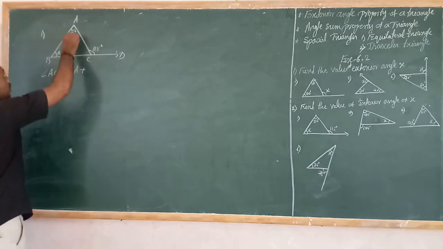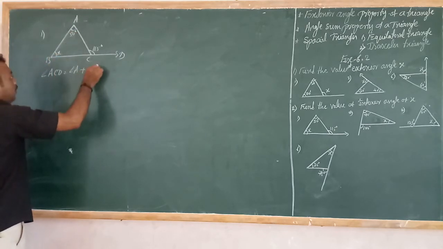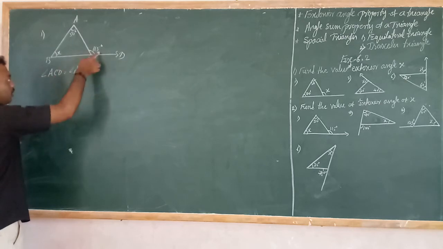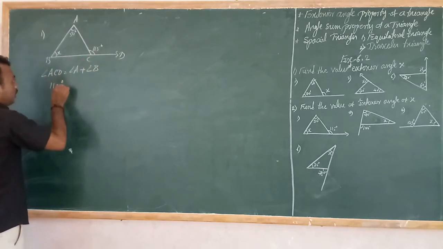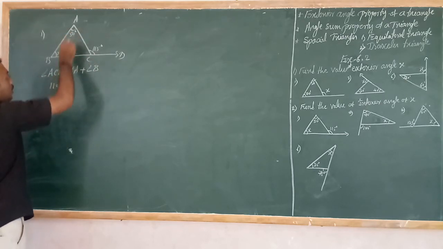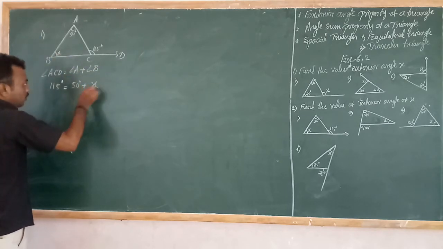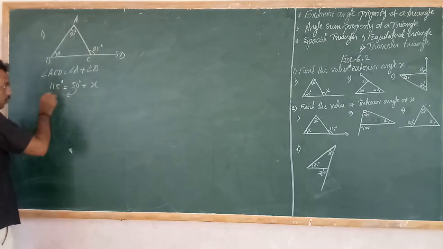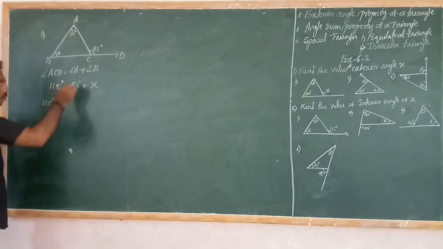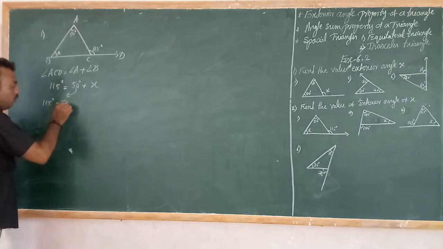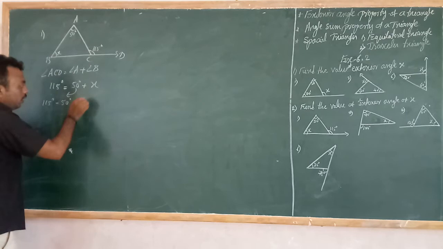What are the interior angles? Angle A and angle B. Okay, so ACD how much degree? 115 degree. It is equal to angle A, 50 degree, plus angle B, which is X. So the 50 degree has to be sent from RHS to LHS. 115 degree stays in the LHS, minus 50 degree, is equal to the remaining X.